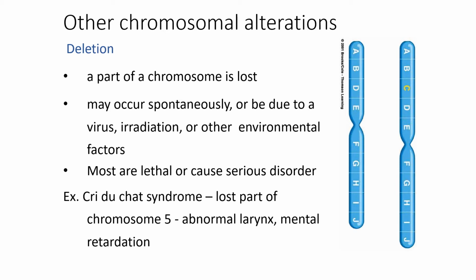So you can see in this example here, all you're missing is this C. So the C is missing over in this one, and so it's a shorter deleted portion of it. An example of a deletion is Cri du chat syndrome, which is where on the 5th chromosome they're missing a piece of that 5th chromosome, and it causes them to have an abnormal larynx, which makes the sounds they make sound more like a cat crying, and that's where it gets its name from. It also causes mental retardation in the individual.